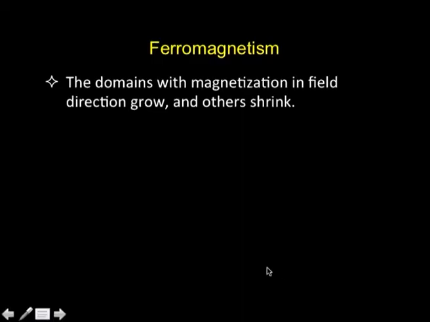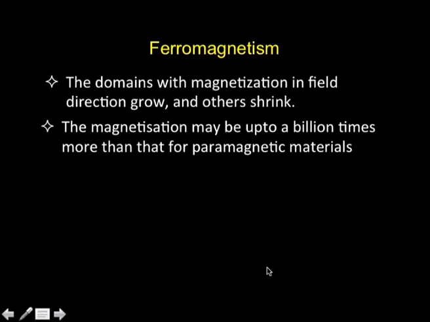In the case of ferromagnetic materials, we find that the magnetization which comes into play in the presence of a magnetic field happens to be much larger, maybe to the extent of about 1 billion times more than what is observed for paramagnetic materials. That means this effect is very strong and significant.